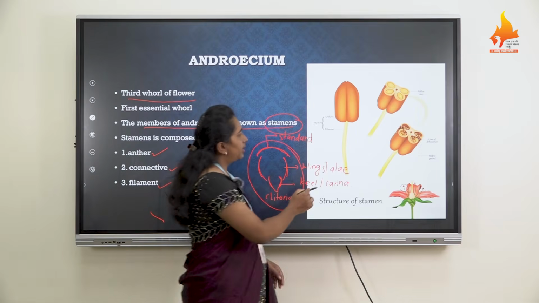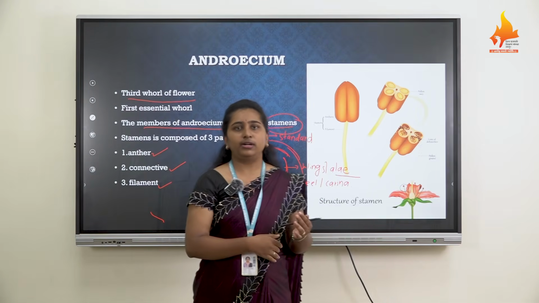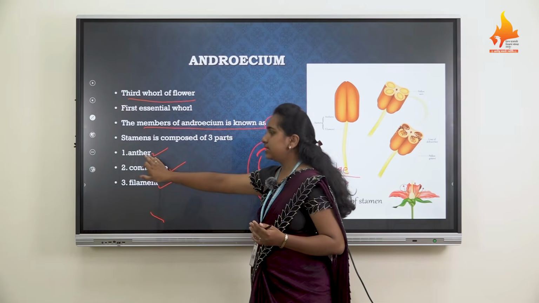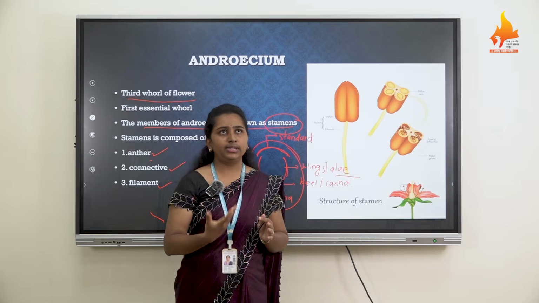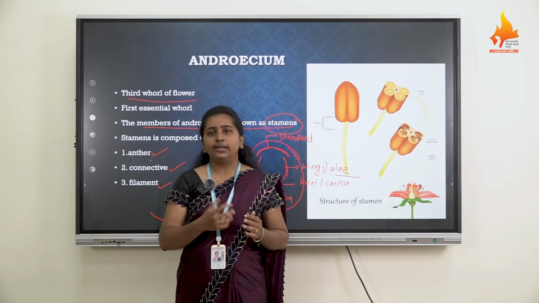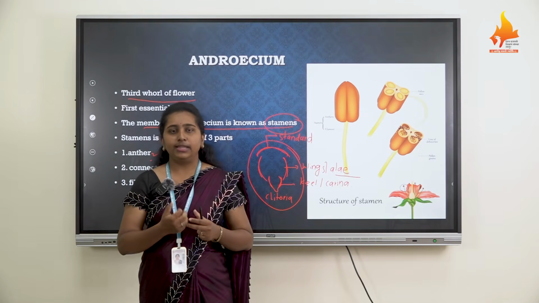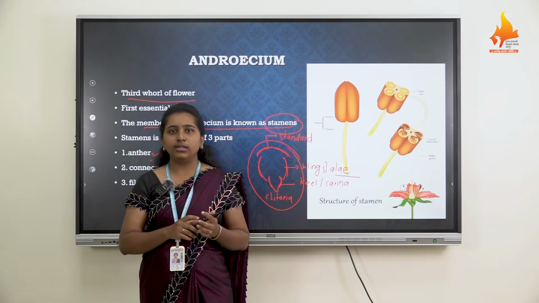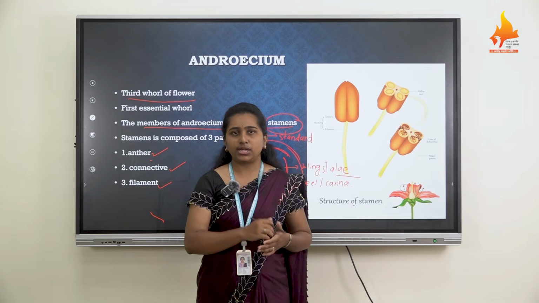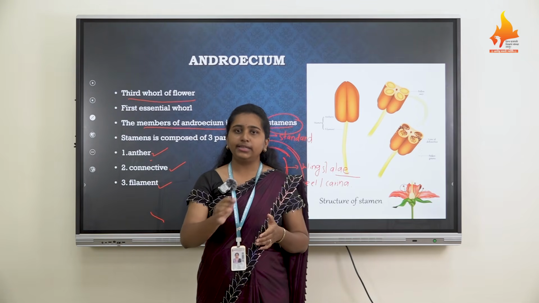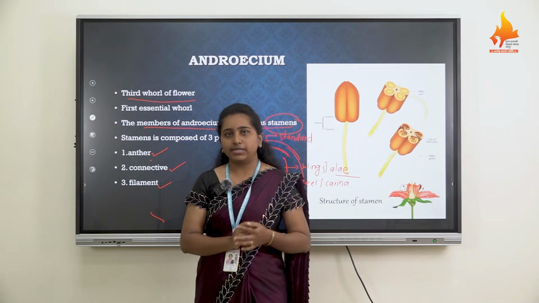This is the diagram of the anther. Here we see that the first part is the anther. The anther is a sac-like structure, generally dithecous in nature. Dithecous means what? Di means two and theca means compartment. In the dithecous anther, there are 4 microsporangia present, and in those microsporangia, pollen sacs are present. And in those pollen sacs, the pollen grains are present.